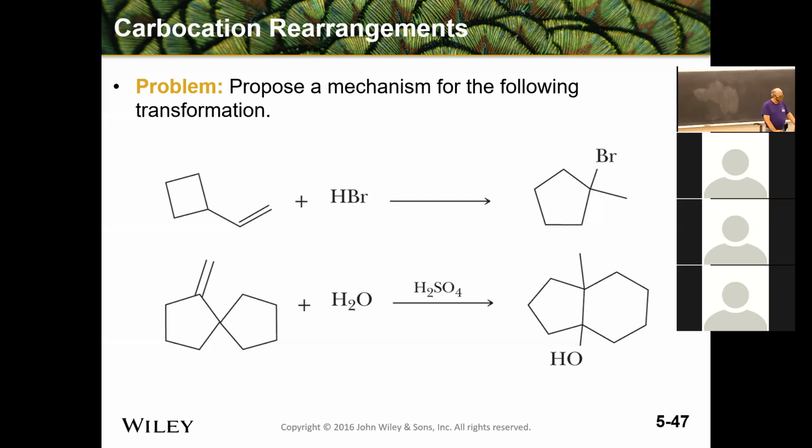Okay, the second one is another example of a ring expansion.